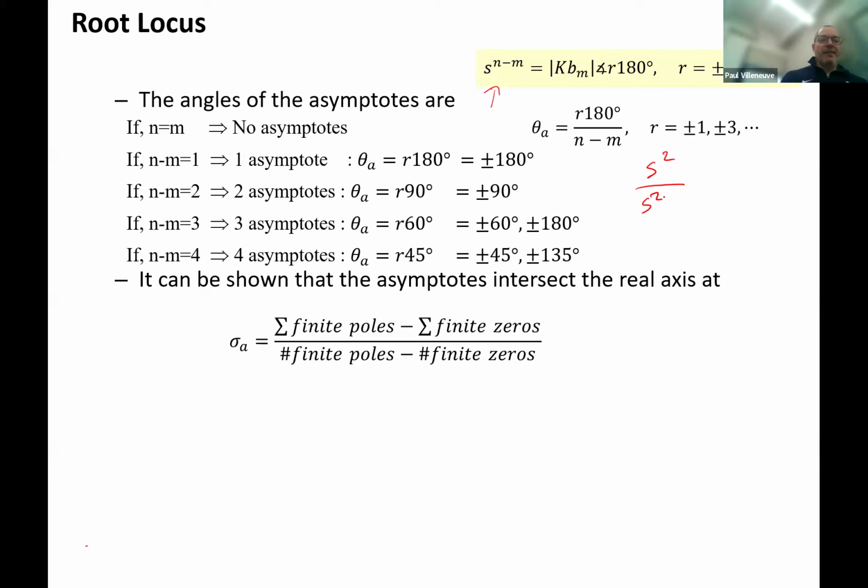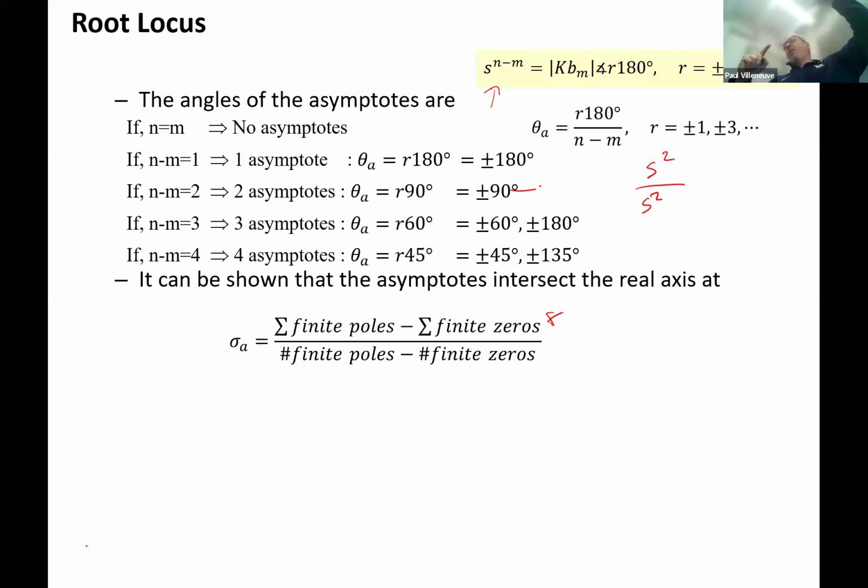Then I'm not going to show the derivation for this necessarily, but where do the angles of the asymptote intersect? Remember, you have to have 2 asymptotes, because if you leave the real axis, you have to have complex conjugate pairs. So you have 2 asymptotes if you're approaching at plus or minus 90 degrees, right? If you do it at 180, you don't have to have complex conjugates because you can stay on the real axis. But plus or minus 90, you've got complex conjugates. So that means you have 2 asymptotes. That's why it's plus and minus 90.